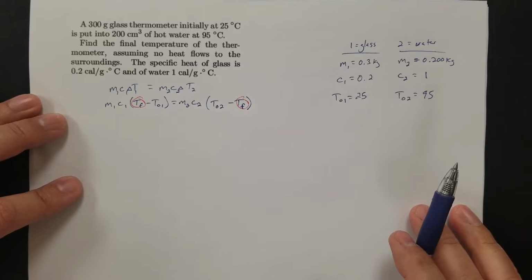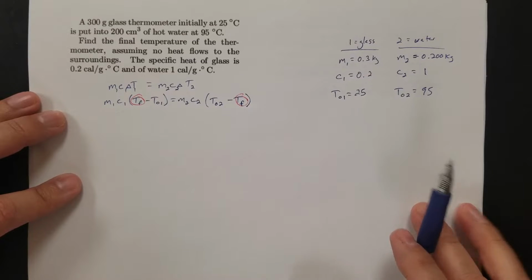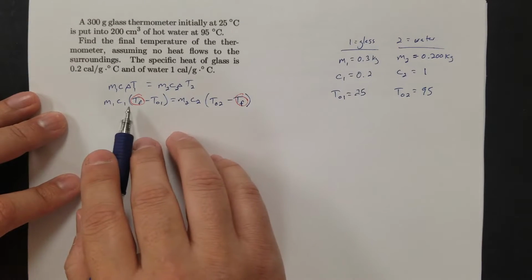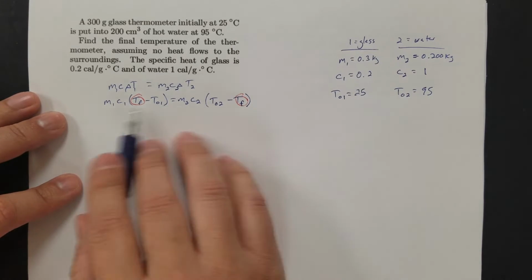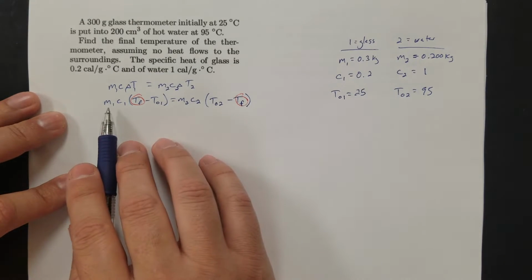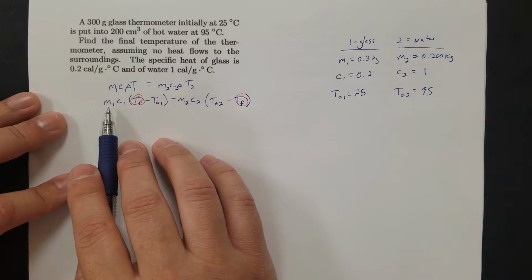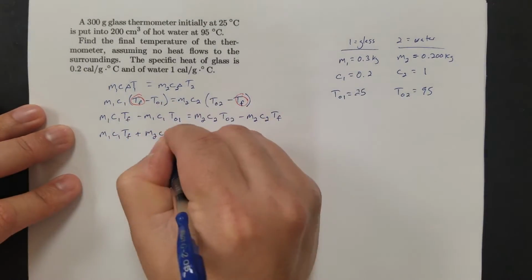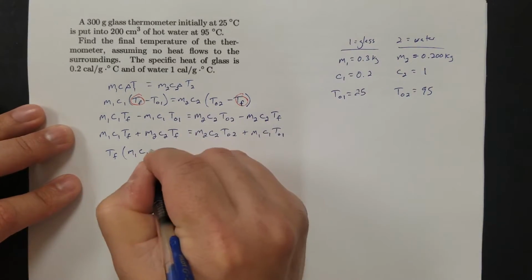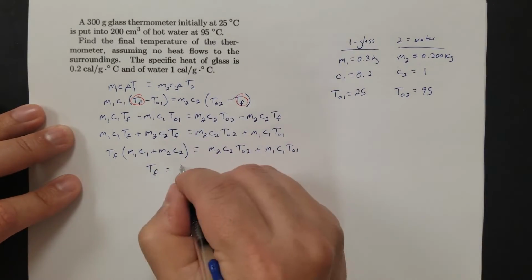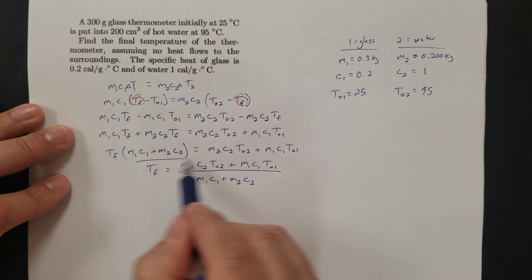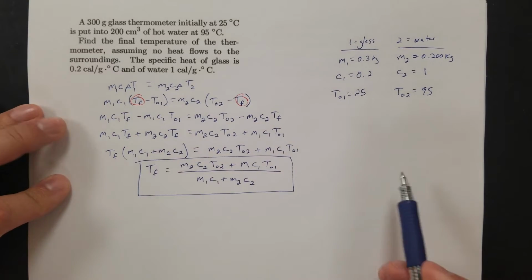Okay, and the rest of this, like every other problem, we're basically done. Now it's just algebra time, right? So I have to distribute this in and simplify and get TF together, right? So let's do this. Okay, and here's my final answer.